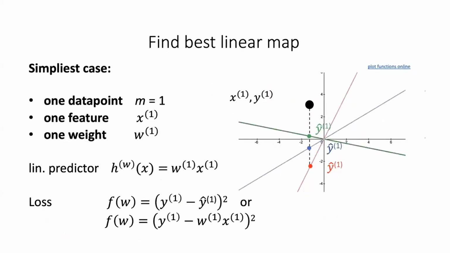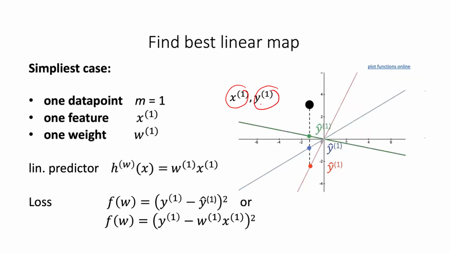Now, how do we find the best linear map? We can simplify our situation. Here, x1 is the input. We have one feature x1 and the true label y1, one feature and one weight, and a linear predictor without intercept, so the lines pass through the origin.